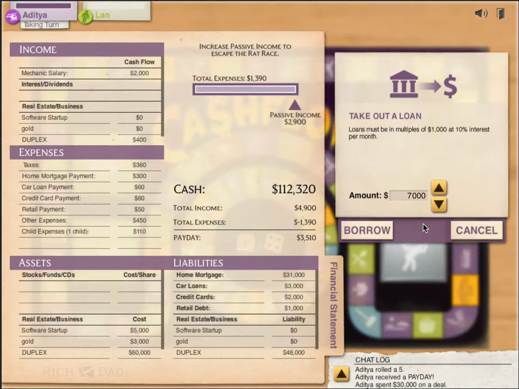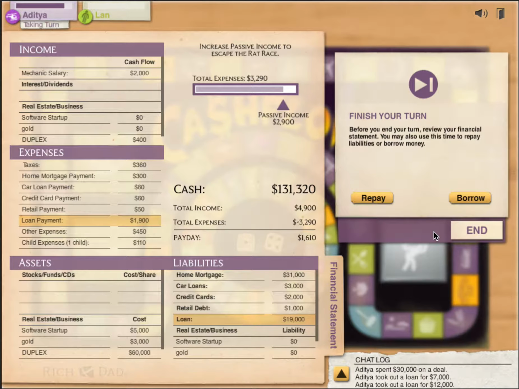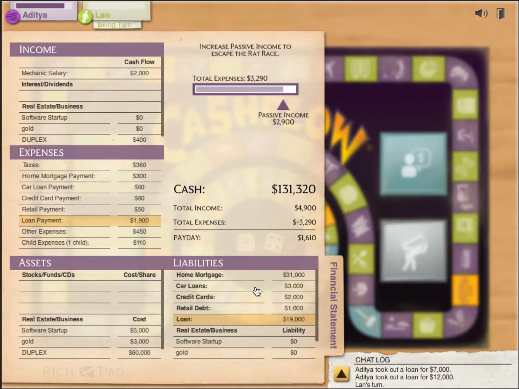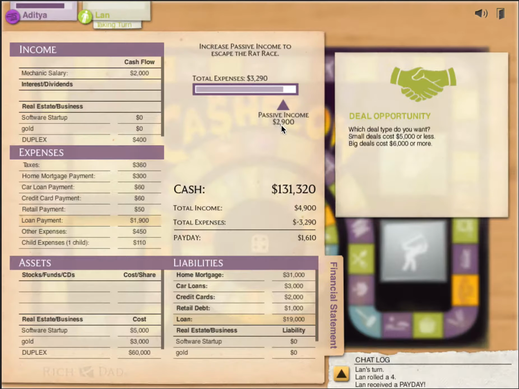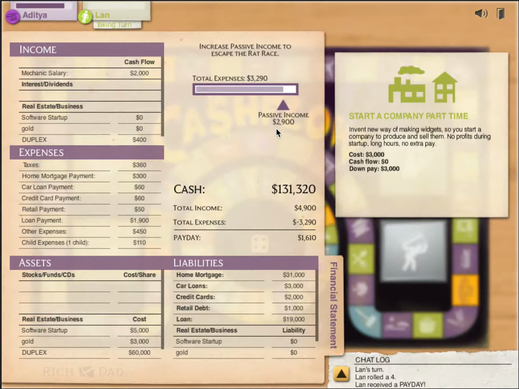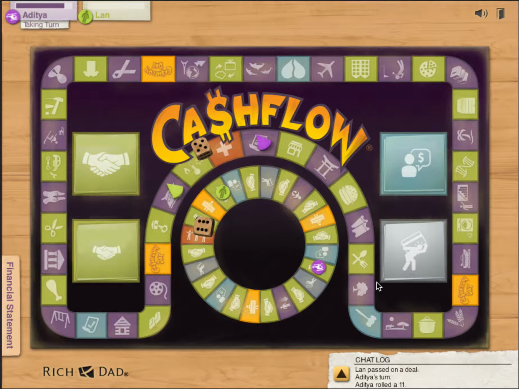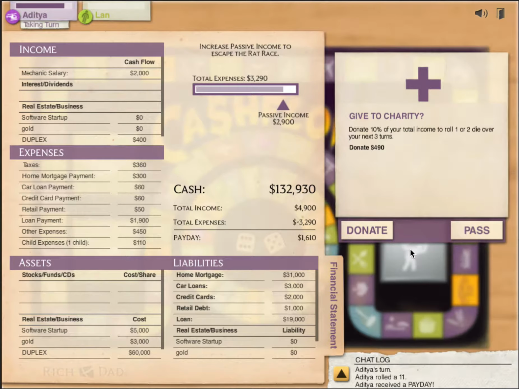So, okay, let's increase it by another 10,000, 11, 12,000. Alright, that's a good number. So even though technically we have already escaped our routine lifestyle, we're not going to escape it just yet and increase our expenses just so we get a chance to force our passive income a little higher than the $3,000 mark. And so we'll go ahead and get 11 here, and we'll go ahead and donate again, why not?